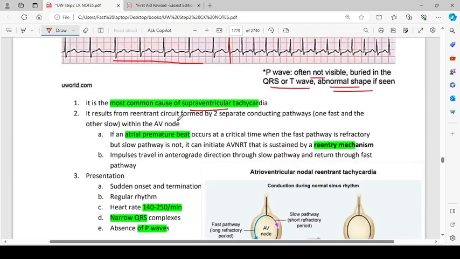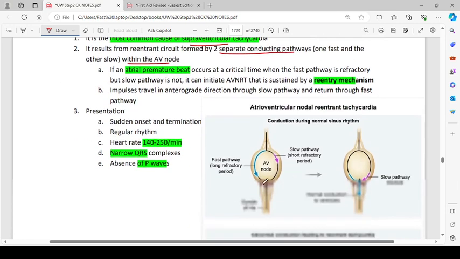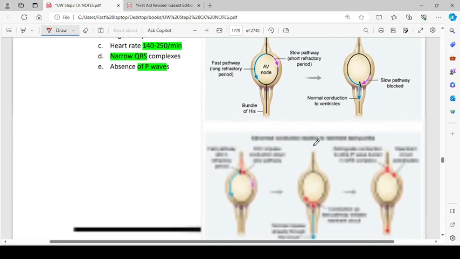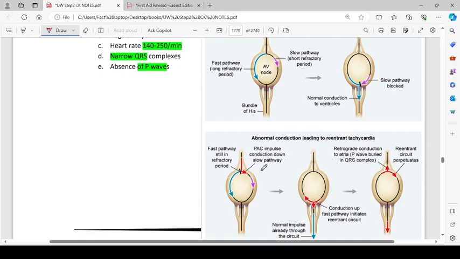It results from the reentrant circuit formed by two separate conducting pathways, one fast and the other slow, within the AV node. So this is very important. This is the reentrant pathway that is formed inside the AV node itself. If an atypical premature beat occurs at a critical time when the fast pathway is refractory but the slow pathway is not, it can initiate the AV nodal reentrant tachycardia that is sustained by a re-entry mechanism. Impulses travel in an anterograde direction through the slow pathway and return through the fast pathway. Like they are moving anterograde from the slow pathway and returning back from the fast pathway.